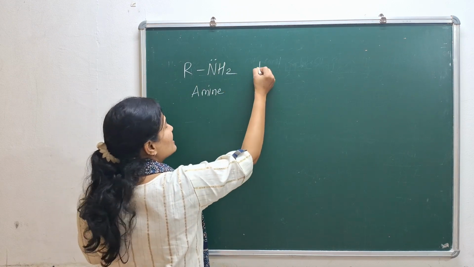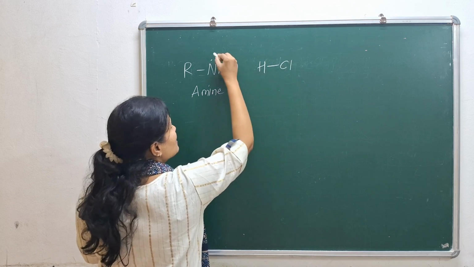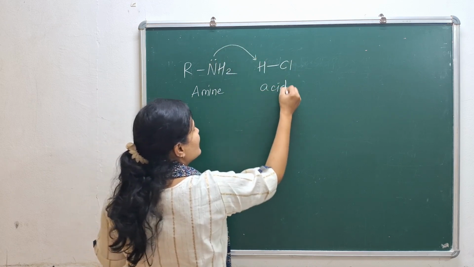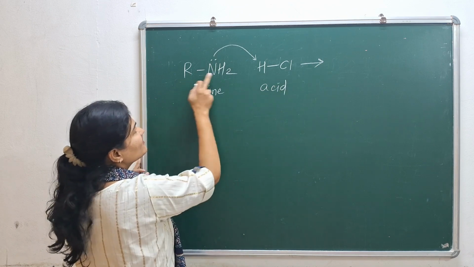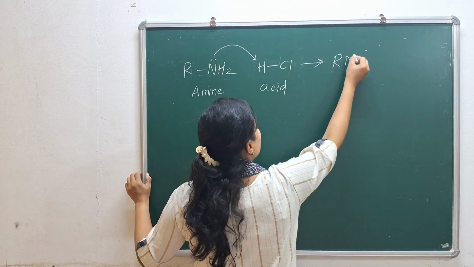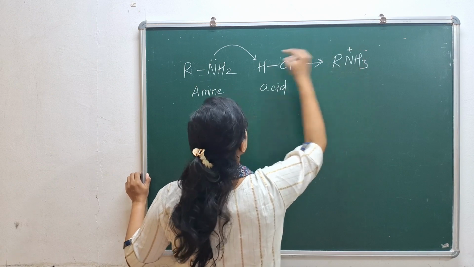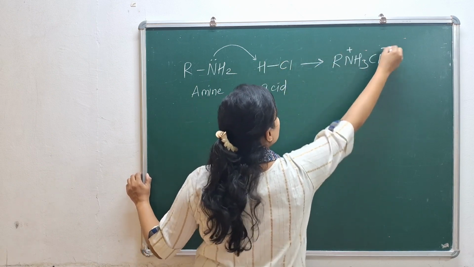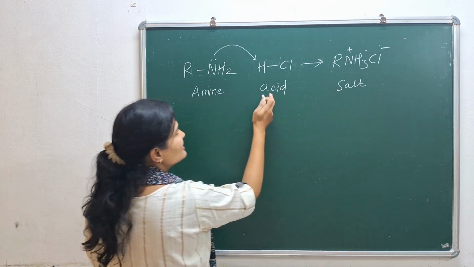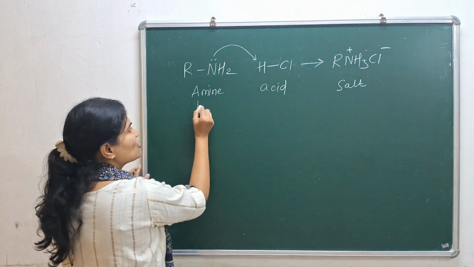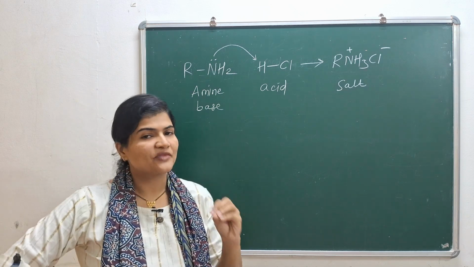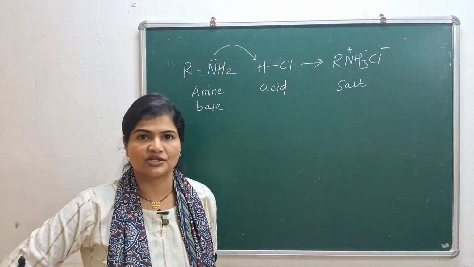Now imagine an acid like HCl which can accept that lone pair, and they can form a salt. When this hydrogen accepts the lone pair, what it will form is RNH3+ and Cl-. So it is going to give us a salt. When acids react with something and form a salt, it is going to be a base. So by this means amines are basic in nature.